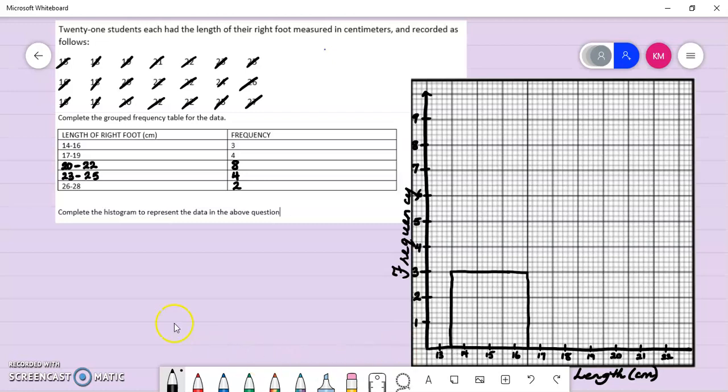Then for my second class interval, remember I have to cater for my boundaries. It's going to be from 16.5 to 19.5. So right where I ended with that first bar is where I'm going to have to start drawing my second bar. So I start at 16.5, I go up to 4. Remember, your frequency is 4. You go across until you meet 19.5, and then you come down there.